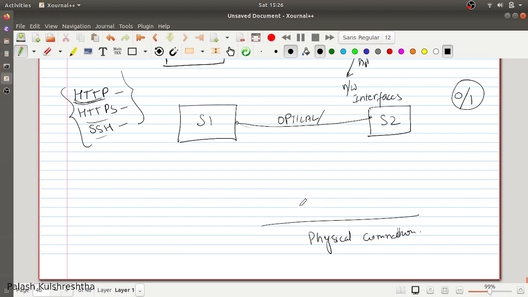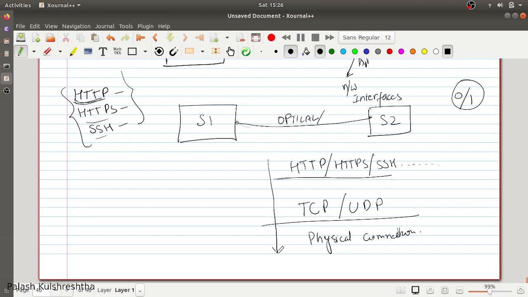At a higher level, there is a TCP and/or UDP connection. And at an even higher level, there is HTTP and/or HTTPS or SSH or any of the other human-understandable formats. So TCP is basically a way of transferring data. So basically this happens like this.